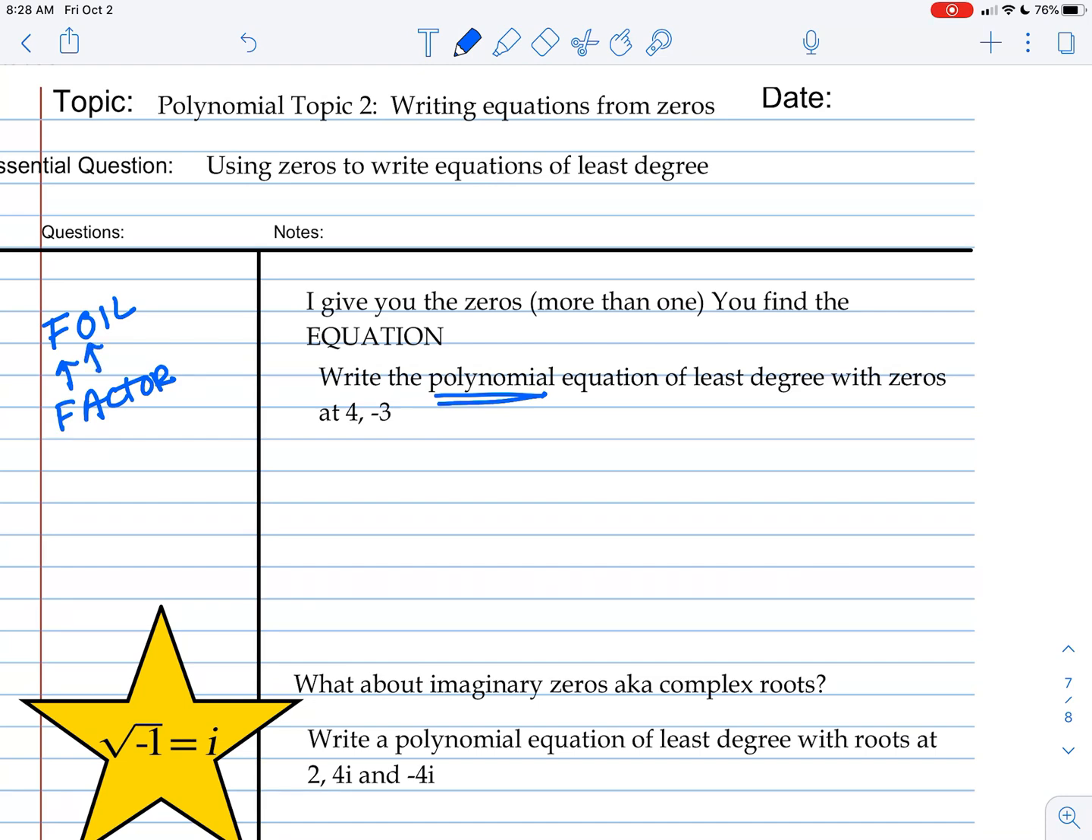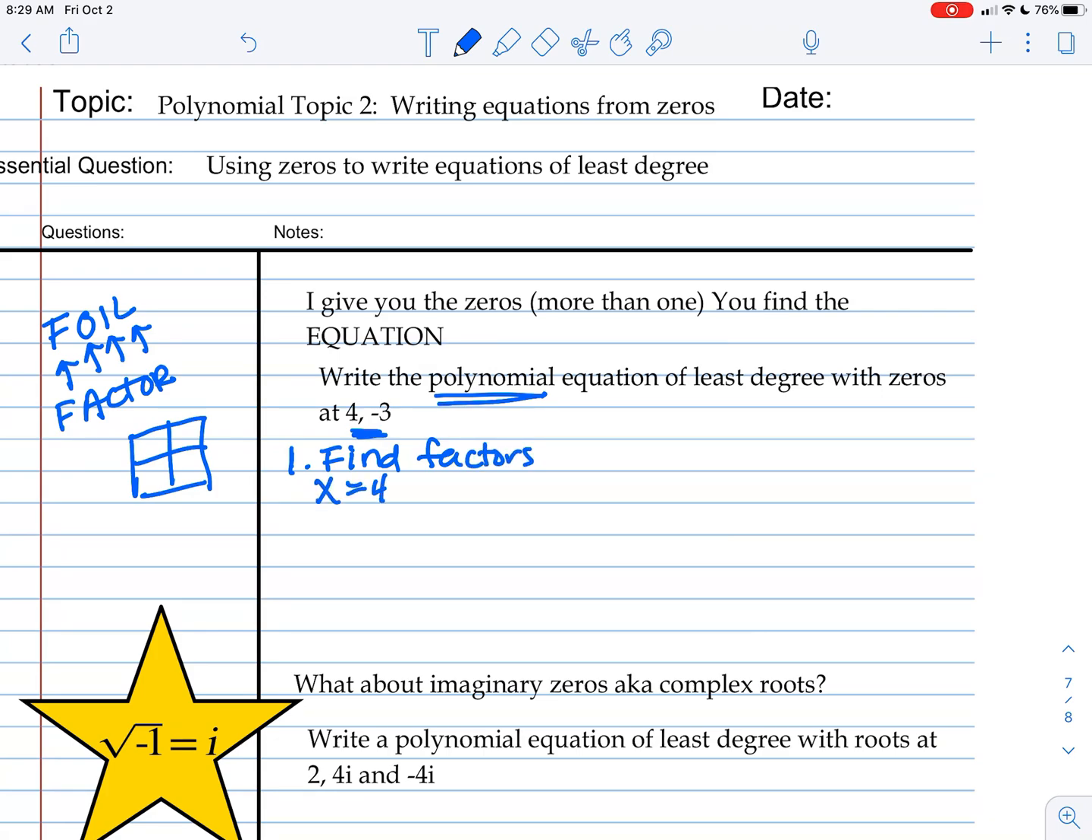FOIL is first, outside, inside, last. Some of you would use the box method where you were putting these in boxes. So whatever makes most sense to you. And I should be able to try this 2 ways. So I've got these 2 zeros here. These are my zeros. So if I give the zeros, first step is to find the factors.